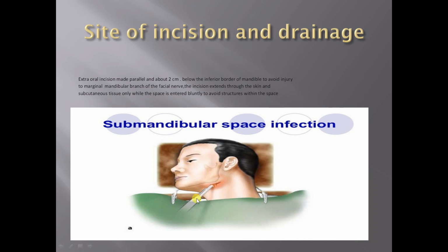Site of incision: extraorally the incision is made parallel and about 2 cm below the inferior border of mandible. To avoid injury to the marginal mandibular branch of the facial nerve, the incision extends through the skin and subcutaneous tissue only, while the space is entered bluntly to avoid structures within the space. In this area, make the incision.